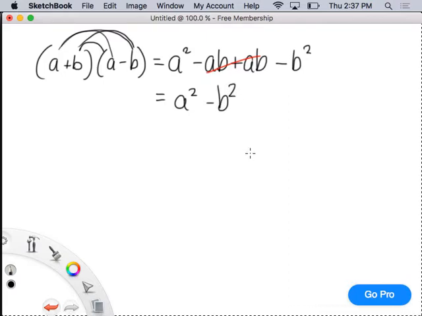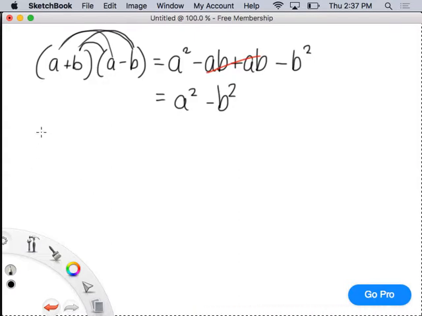Did I say anything about a or b? Give any qualifications about what they may or may not be? No, right? So therefore, I know that they can be anything. Positive numbers, negative numbers, variables, doesn't matter. Got it? So a and b can be anything.